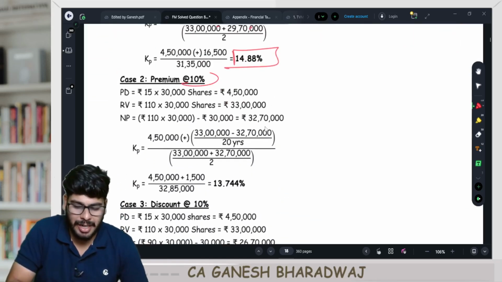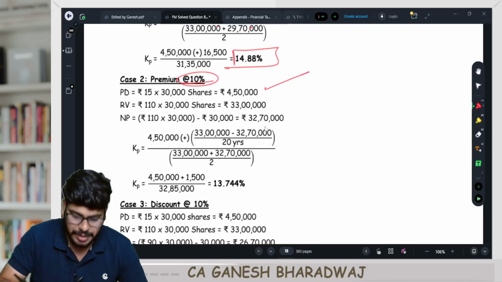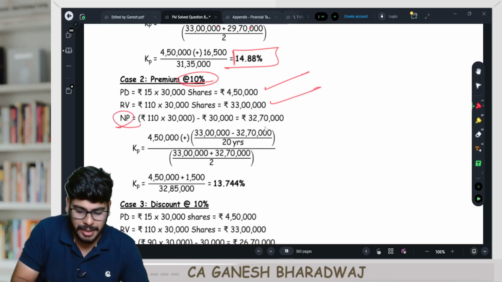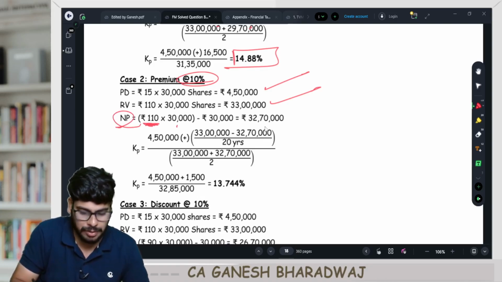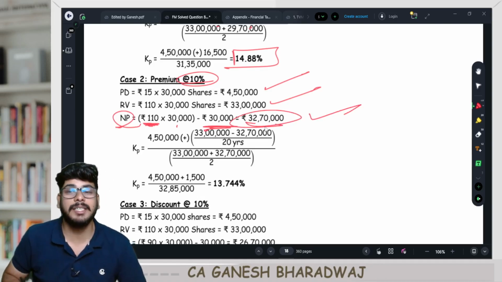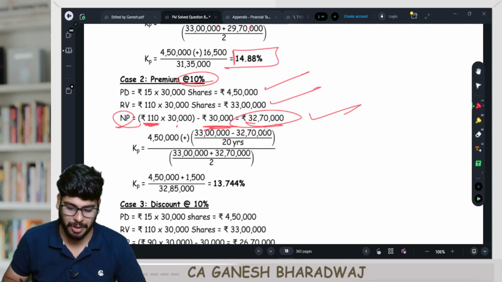Suppose in case I'm issuing it at a premium of 10%, preference dividend will be the same. Redemption value will be the same. The only change is on the net proceeds. Instead of 100, it's going to be 110 into 30,000 minus this rupees 30,000. So as a whole, it's going to be how much? 32 lakh 70,000 rupees is going to be your net proceeds.